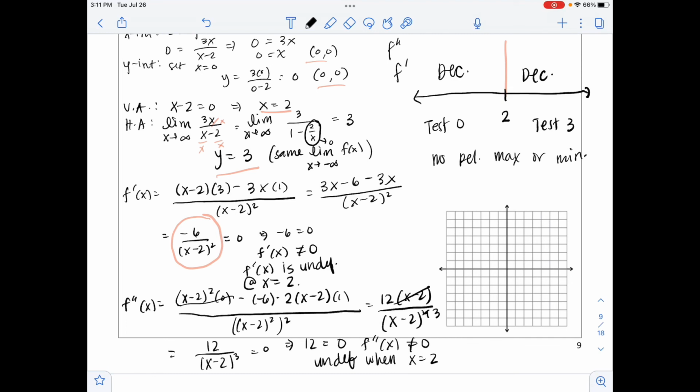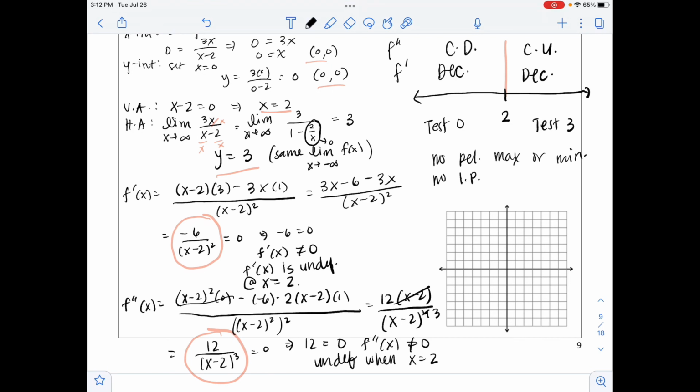The next thing that we're going to look at is the concavity. And so for this, we're going to substitute these into the second derivative, which I'll go ahead and circle down here, which is 12 over x minus 2 cubed. And so substituting in 0, we get 12 over negative 2 cubed, which would be negative. So this is going to be concave down. And then substituting in 3, we get 12 over 1 cubed, which is going to be positive, so concave up. So it does change concavity. However, there is no inflection point because x equals 2 is not in our domain. It can't be a point there.